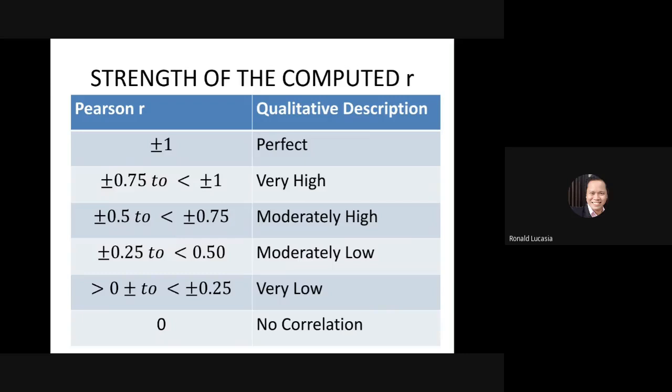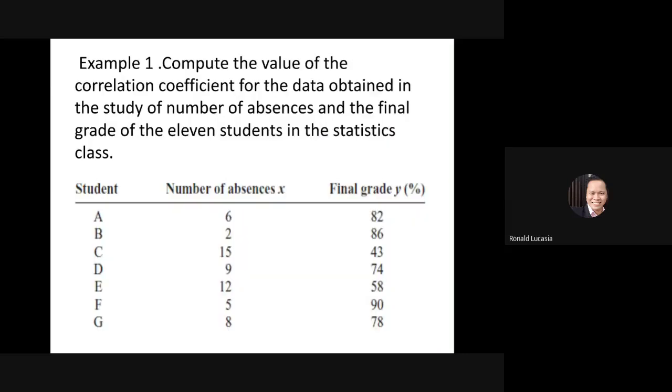Okay, so let's try to compute this one. Compute the value of the correlation coefficient for the data obtained in the study of the number of absences and final grade of the students in the statistics class. We have students A to G. The number of absences is given as X, 6 for A.